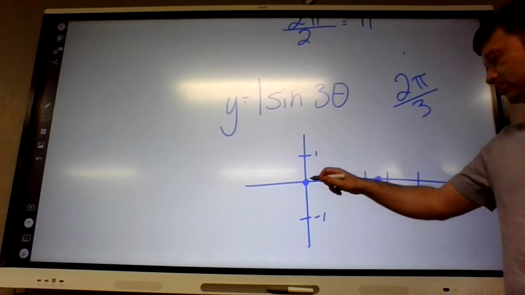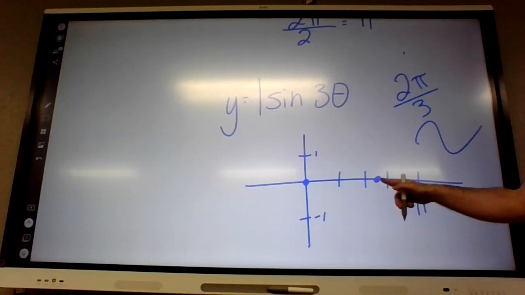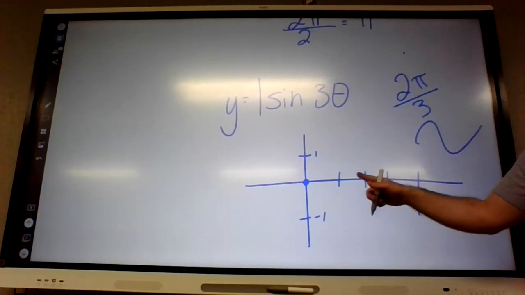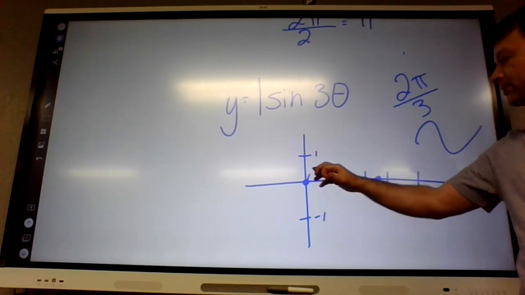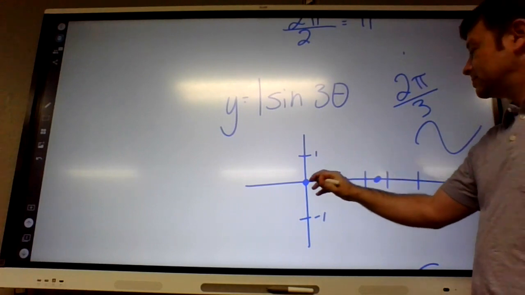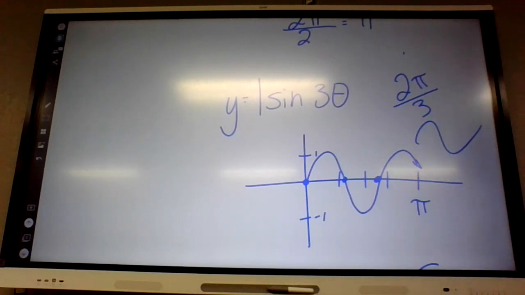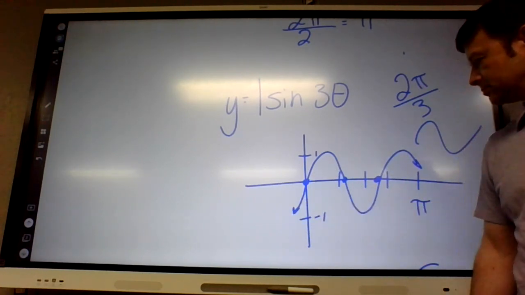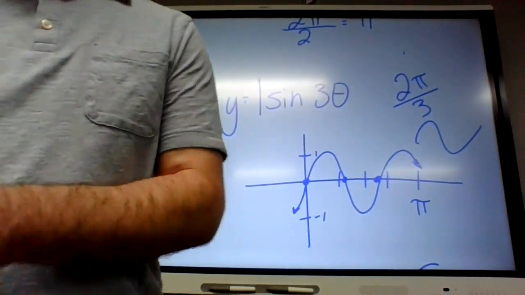So that means we need to get through our period by this point. At the halfway point, what's half of 2/3? It'd be like 1/3, right there. Anyway, we can kind of do a rough sketch with that. Yeah, I kind of missed. Oops, messed up.